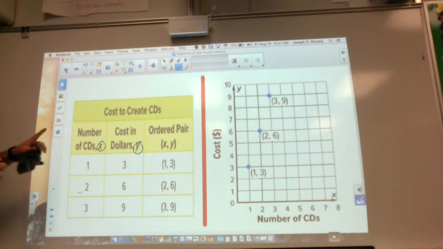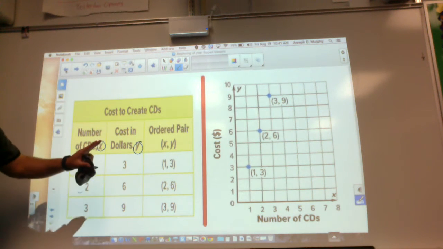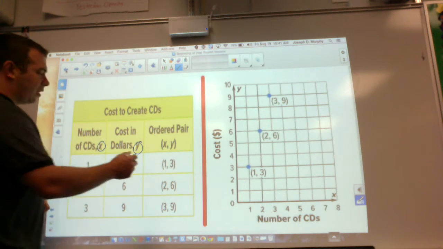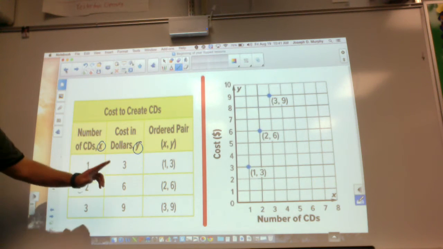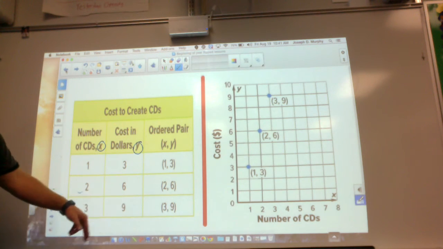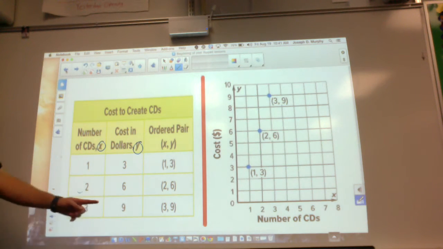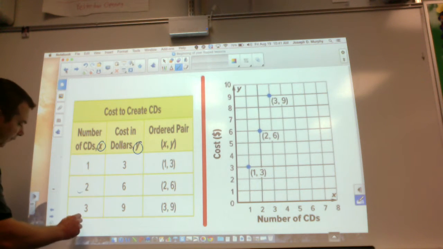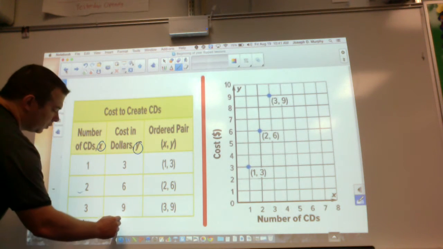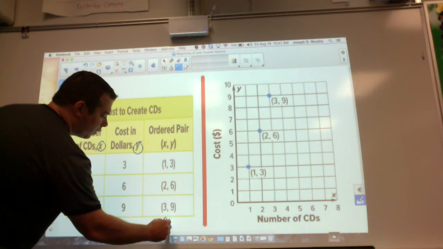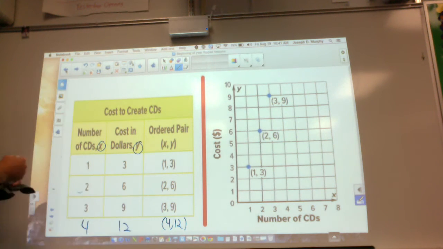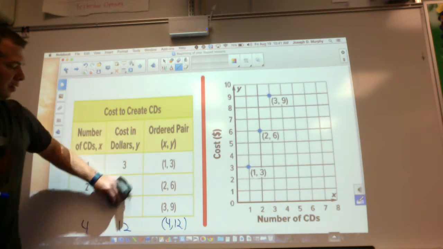Okay, so one CD is going to cost $3 to make, so my ordered pair is 1, 3. And it's going to continue at the same rate, all right? It's a 3-to-1 rate. 2 CDs will cost $6, 3 CDs will cost $9, and I bet you know that 4 CDs would cost $12. So let's actually do that one. 4 CDs would cost $12, and I would write that ordered pair, my X first, 4, 12. And there's my Y.